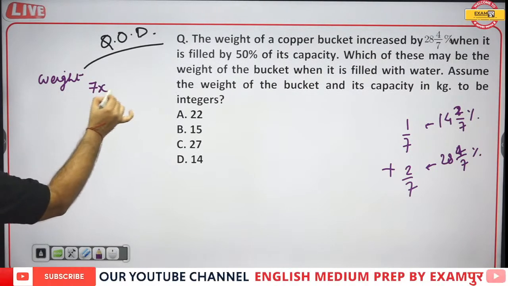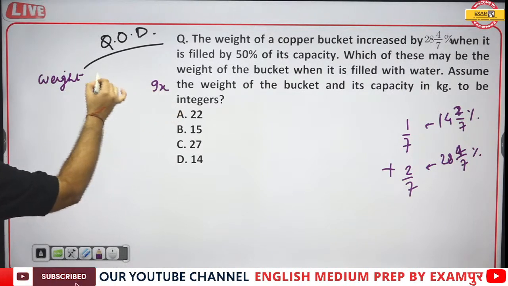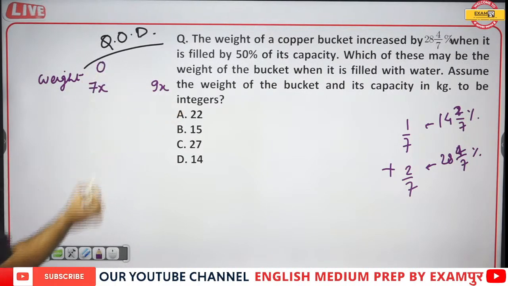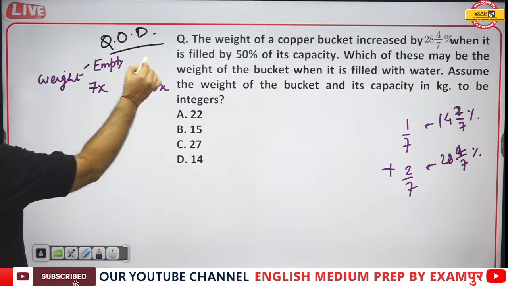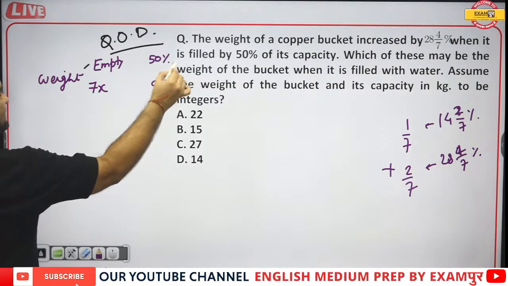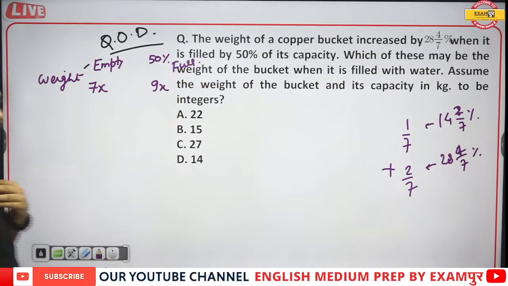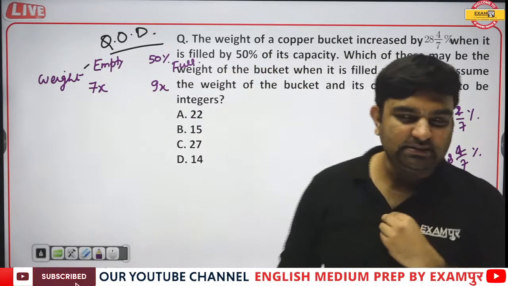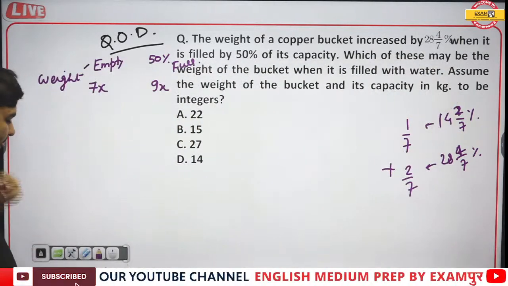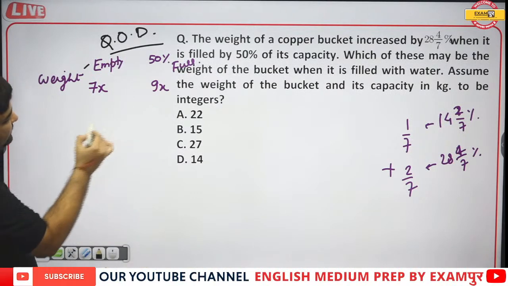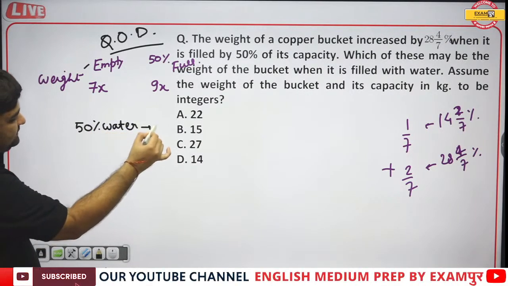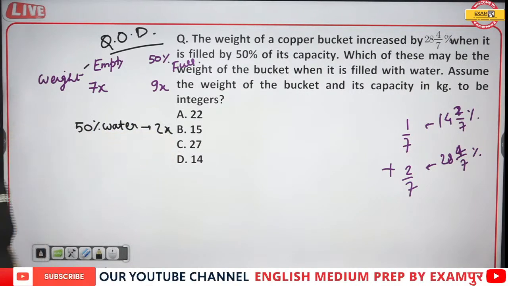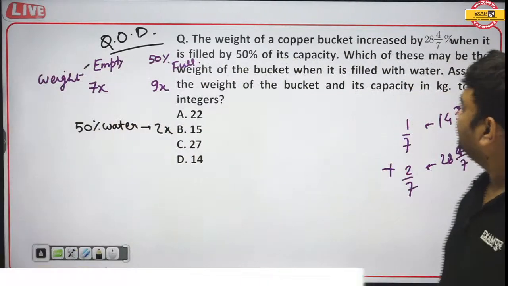Initially, let's suppose it was 7x and now it is 9x. Originally, or we can say when it was empty. When it is 50% full, its weight is 9x. So, can I say, guys, that the weight of this 50% water is 2x.